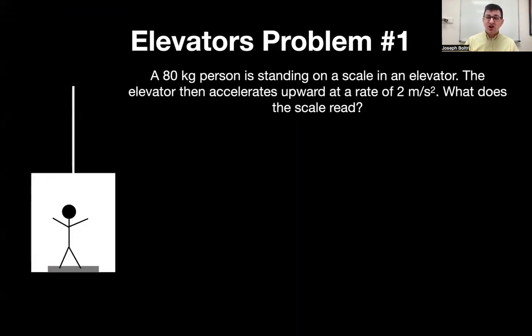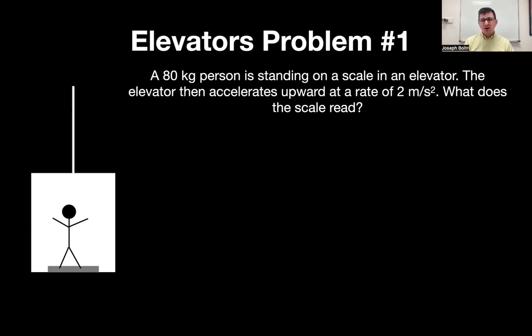The first being a little on the easier side, and the second being a little bit more complicated. For the first practice problem, let's take an 80-kilogram person, have them stand in an elevator. It looks like this person is going to be at the bottom floor and wants to accelerate upward at a rate of 2 meters per second each second. And the question is, what does the scale read? Which is another way of saying, what is the normal force?